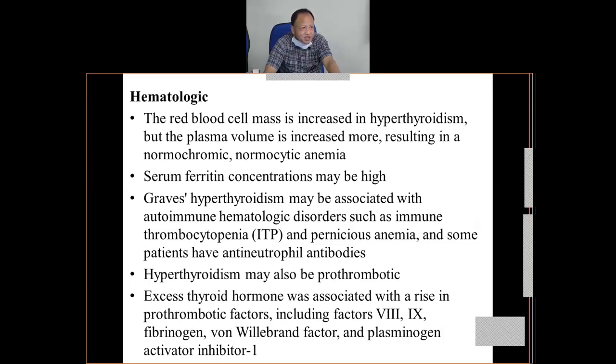Serum ferritin concentrations may be high. In Graves' disease, you may have other autoimmune hematologic disorders such as ITP and pernicious anemia. And some patients may have anti-neutrophilic antibodies. Hyperthyroidism may also be prothrombotic. The excess thyroid hormone has been associated with a rise in prothrombotic factors, including factor 8, 9, fibrinogen, von Willebrand factor, and plasminogen activator inhibitor 1.